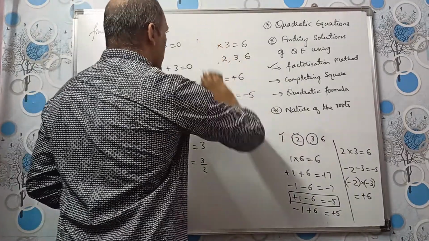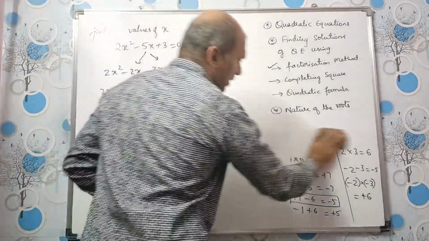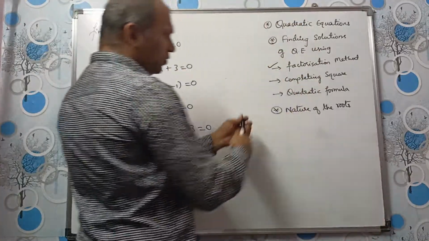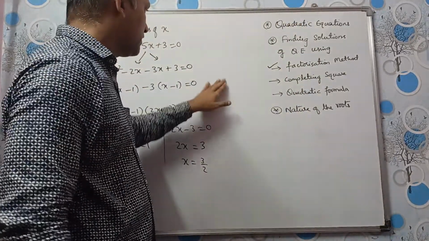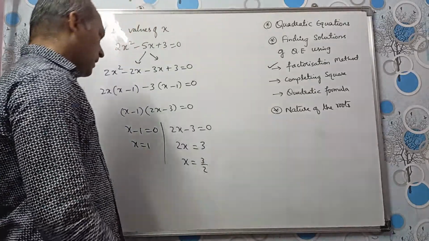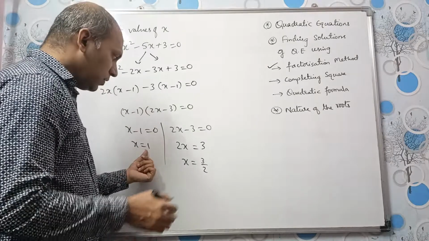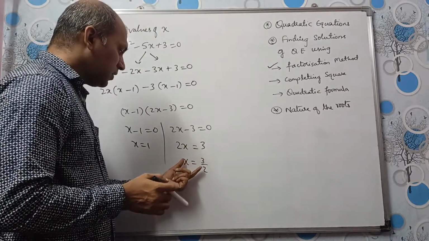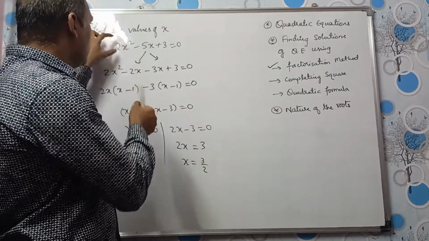Okay, I'll rub all this. I hope this was clear. I took this example for a reason, because two pairs of numbers were satisfying the condition, right? 1 and minus 6, and minus 2 and minus 3. Now see, x is equal to 1 and x is equal to 3 by 2. These are called the roots of this.